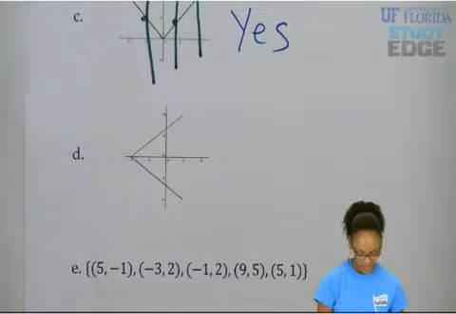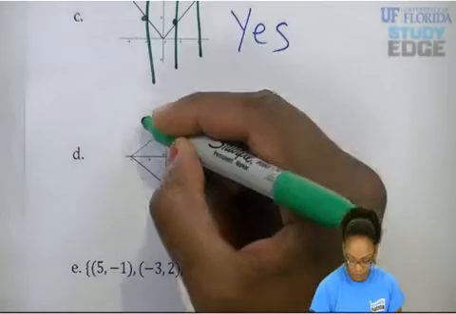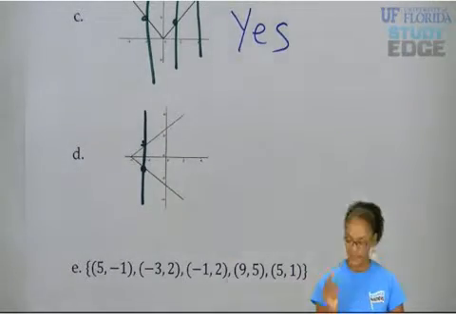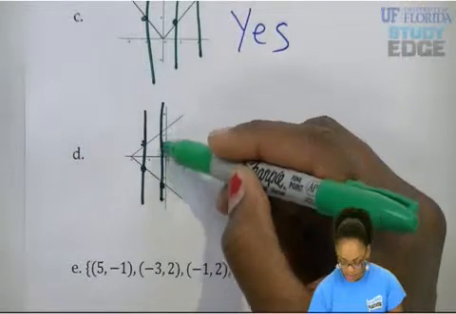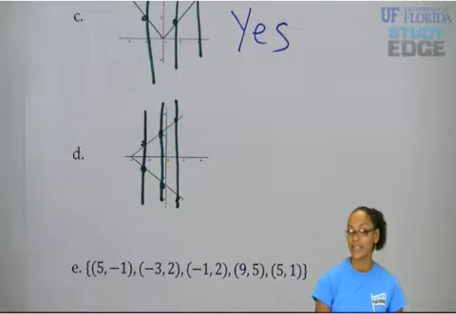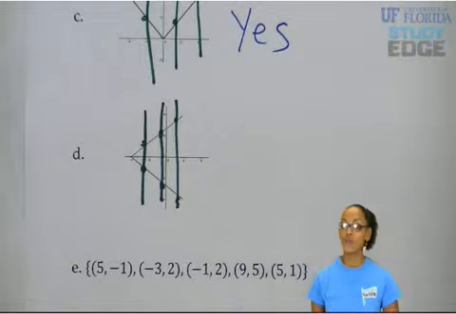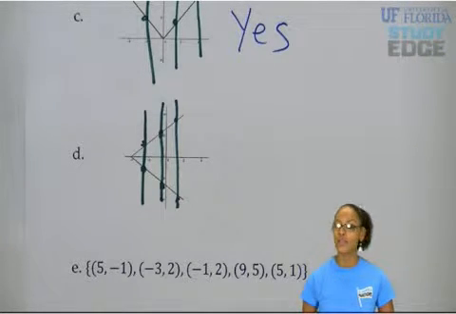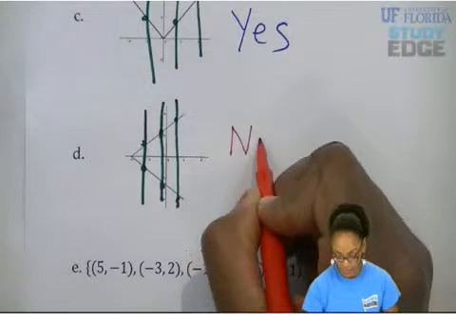Now E, let's see if E passes the test. Draw our vertical line. Uh-oh, it touches twice. There we go again. There again. So no, it is not a function because when we draw the vertical line, it passes through the graph twice. So no, it is not a function.